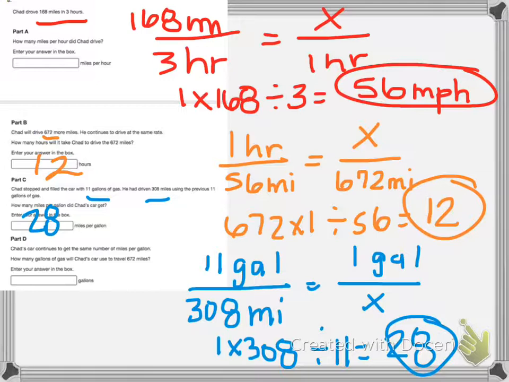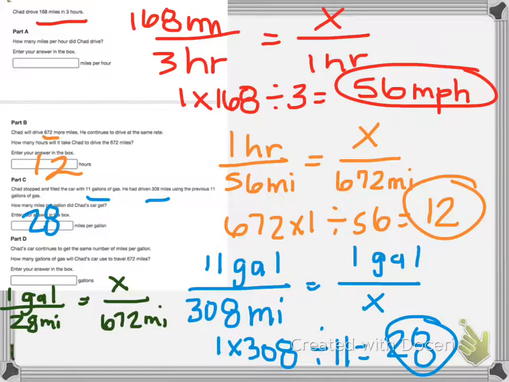Part D says Chad's car continues to get the same number of miles per gallon. How many gallons of gas will Chad's car use to travel the 672 miles? So we just found out that 1 gallon will get him 28 miles. We want to know how many gallons it would take him to travel 672 miles.